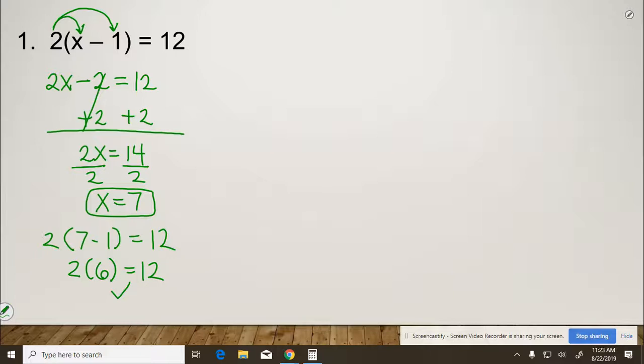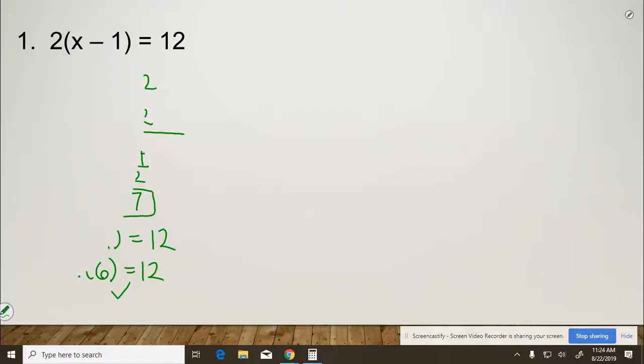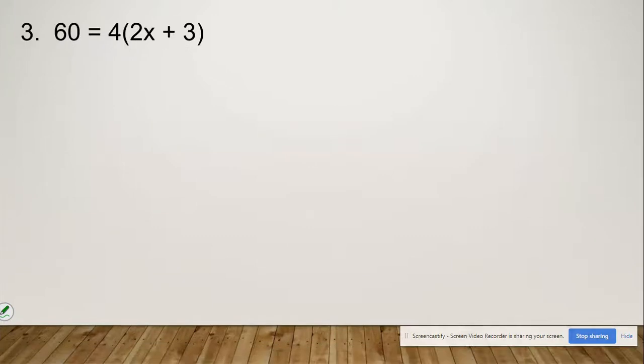All right, so very, very simple problem. Let's take a look at another one. All right, so I skipped number 2. You're going to do that one on your own. Let's look at number 3.